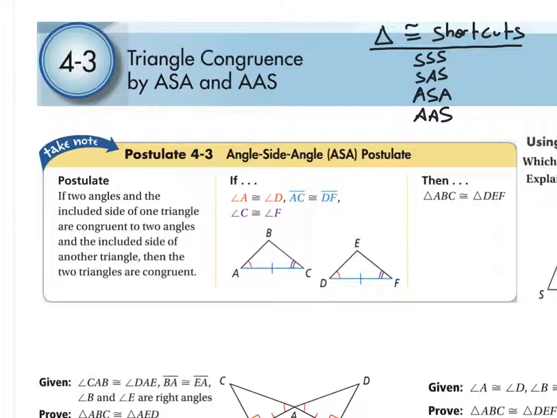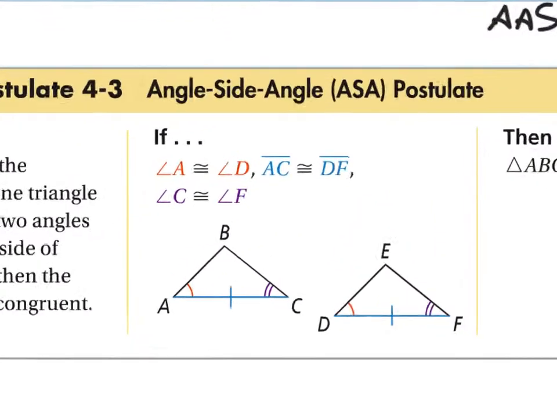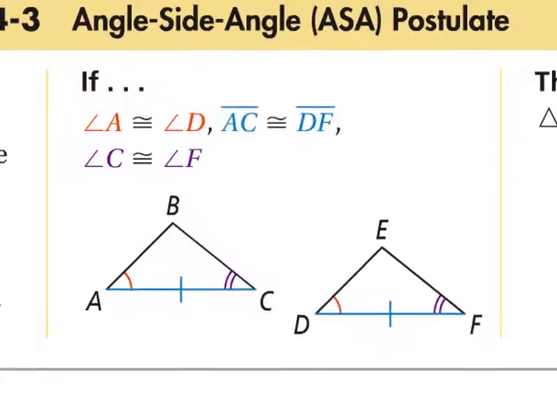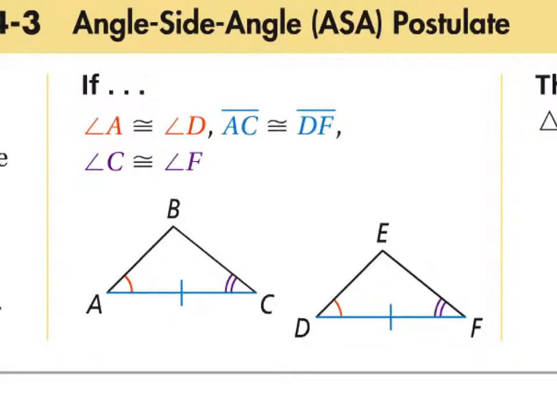Angle, side, angle. Let's talk about that one quick. For angle, side, angle, literally, again, we call it angle, side, angle because we know two angles and the side that is between them. Okay, just like in this diagram. I know this angle, I know this angle, and I know the side that's between the two angles. I know this angle, I know this angle, I know the side that is between the two angles. So that makes these two triangles congruent by angle, side, angle.